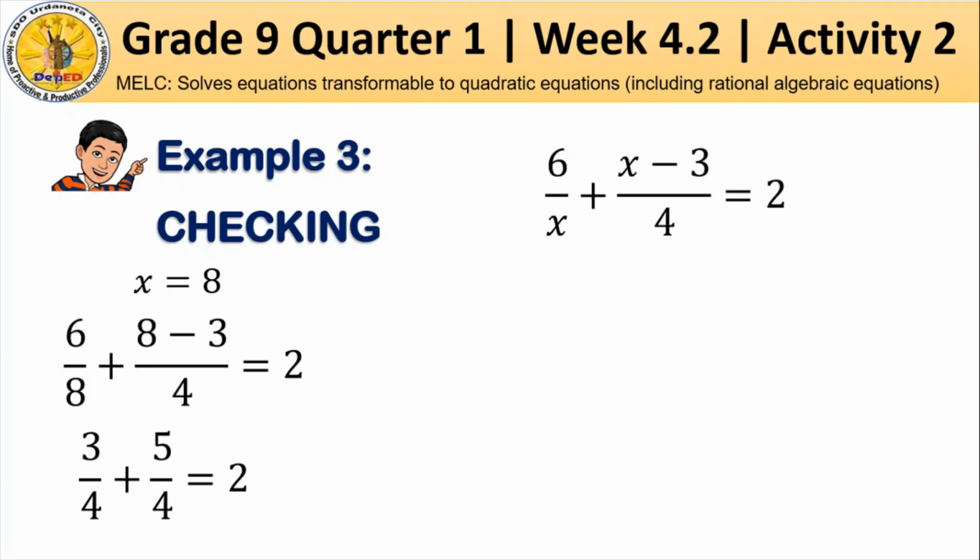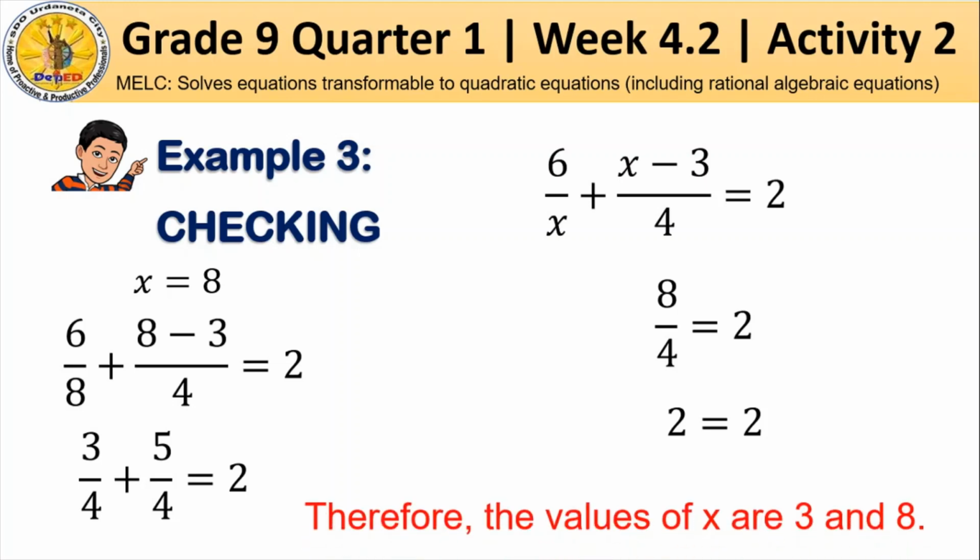Simplifying, adding similar fractions, we add the numerators. 3 plus 5 is 8. Then we copy the denominator, which is 4. 8 over 4, we have 2, which is also equal to 2. The left side of the equation is equal to the right side of the equation. Therefore, we can say that the values of x are 3 and 8.